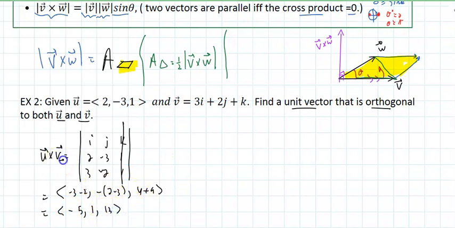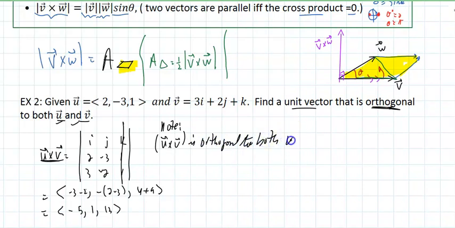This vector right here is perpendicular to both u and v. Note, u cross v is orthogonal to both vector u and vector v. There it is.